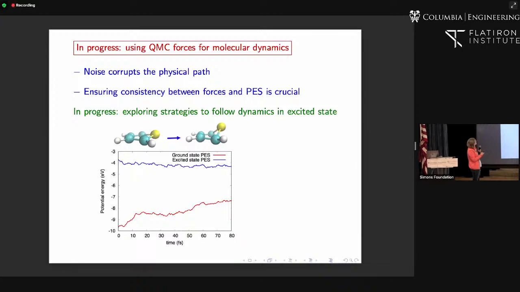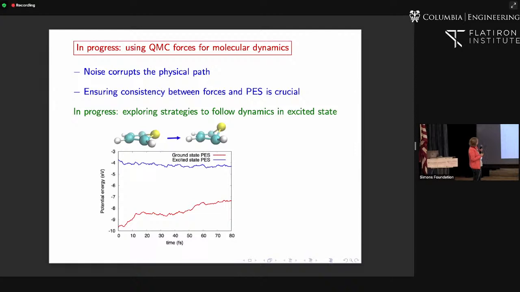Because you have noise. Your forces have noise, and this corrupts your path. What happens is that even if you're doing an NVE simulation, your energy will not be conserved, and your kinetic energy will grow. Furthermore, it's very crucial to ensure consistency between forces and potential energy surface and energy, meaning during the optimization of the wave function. Otherwise one can get some funny behavior at the level of conservation of energy.